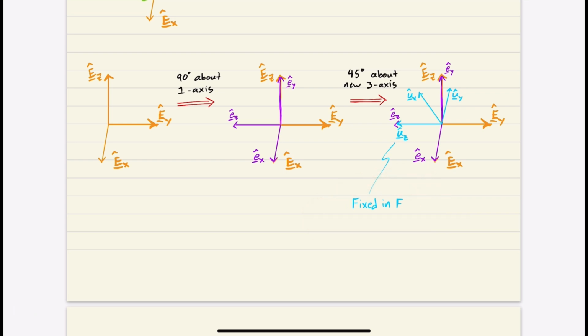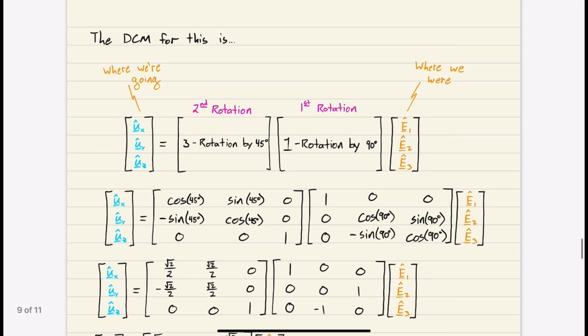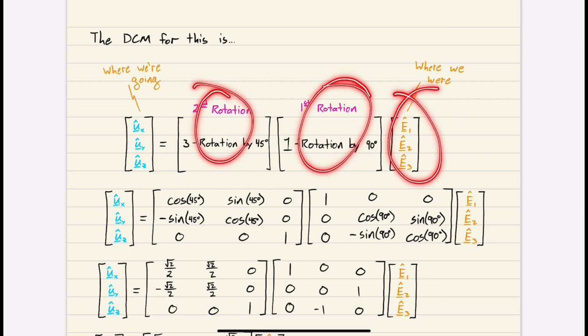And I'm going to say this is fixed in F, this blue one. So we talked about DCMs. Go back and watch a DCM video if you don't know how these work. But this is where we were. This is where we're going. And we have to multiply in the reverse order of the rotations we do, right? So this is the first rotation. This is the second rotation. The first rotation, we're doing a fundamental 1 rotation by 90, followed by a fundamental 3 rotation by 45 degrees. First rotation, second rotation, where we were, where we're going.